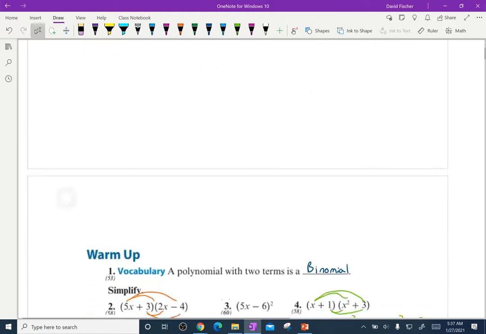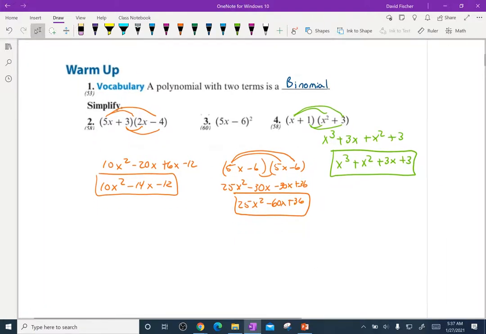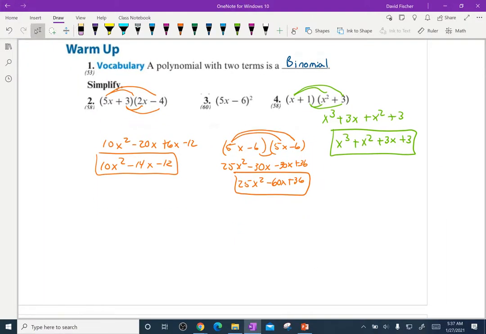All right, welcome back. Here's what I got for my warm-ups. I got a binomial for number 1, and 10x squared minus 14x minus 12 for number 2. For number 3, I got 25x squared minus 60x plus 36, because with 5x minus 6, I could have done the shortcut and just squared the first, squared the second. Like we learned, the shortcut is 5 times negative 6, which would be minus 30, and double it, 60x. That would have worked.